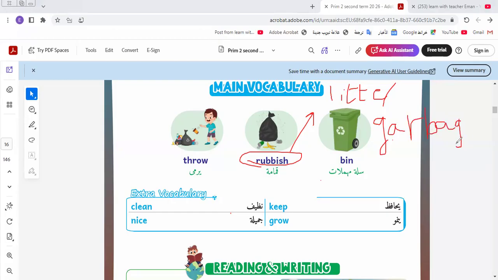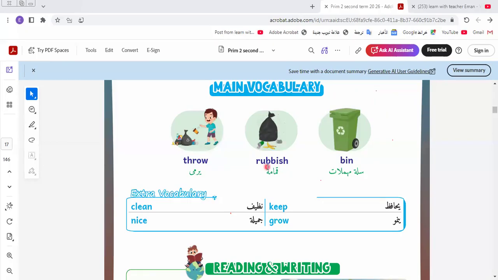There is more than one word that refers to garbage. Here we have rubbish. We have litter. And we have here garbage. All these words refer to rubbish. Okay, let's continue the rest of this lesson.